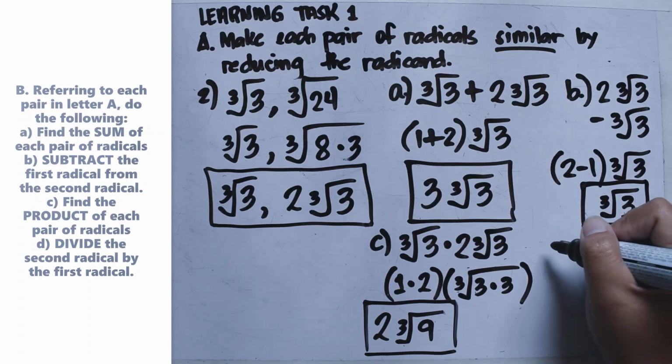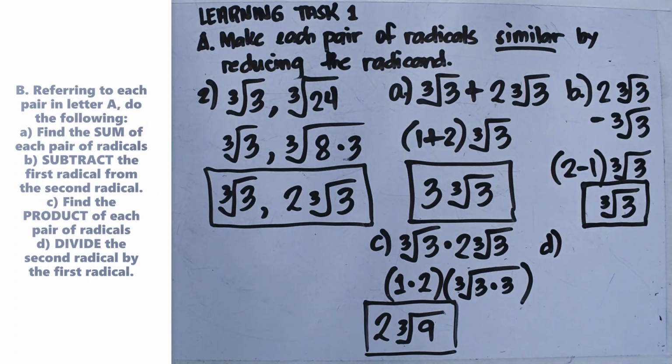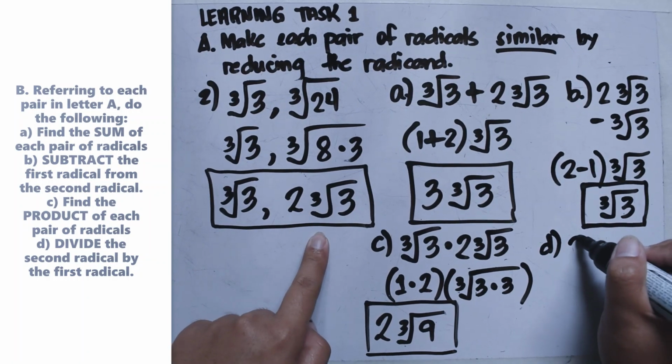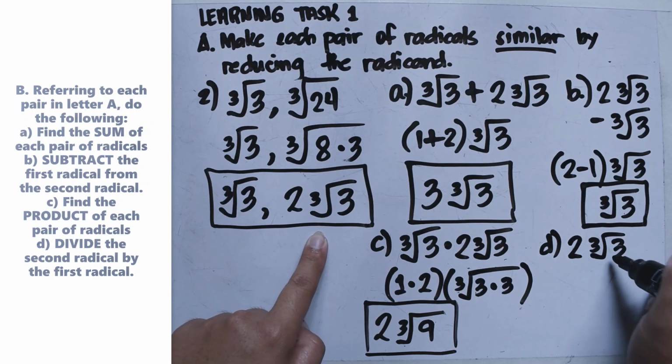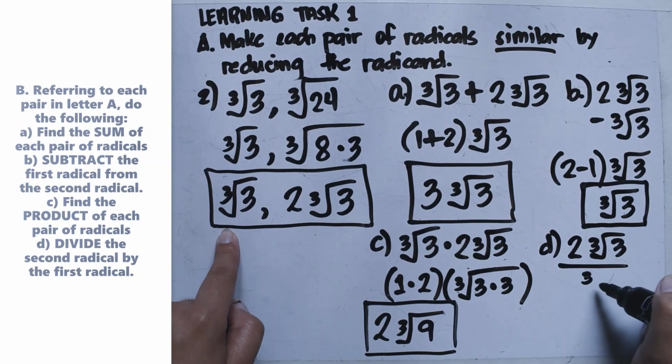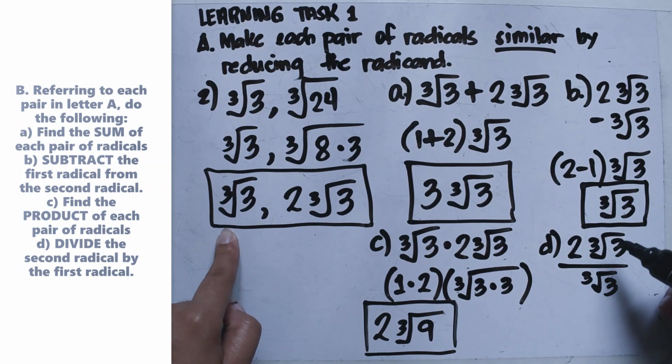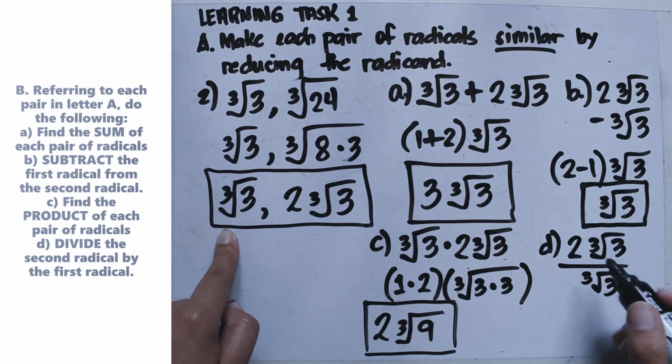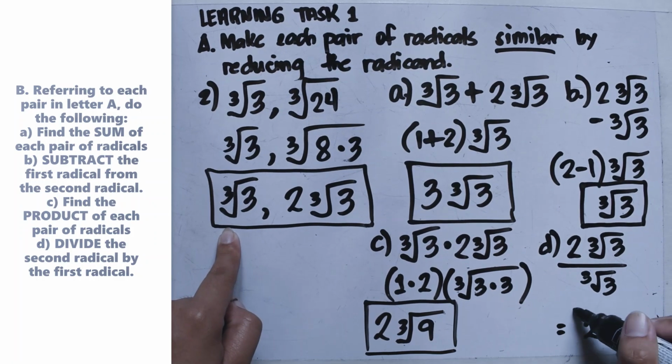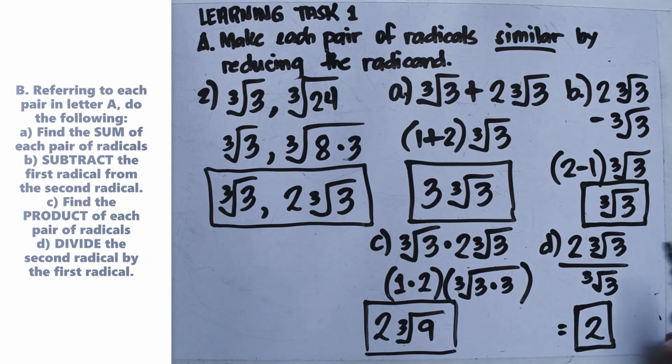So, let's now proceed with letter D. In letter D, we divide. So we have 2 cube root of 3 divided by cube root of 3. It's very simple, just like earlier. Since these are the same, they cancel, so only 2 is left. So the answer will be 2. Because this and this, when divided, give 1. So 1 times 2 is just 2. Therefore, 2 is the final answer, and that is the answer to number 2.